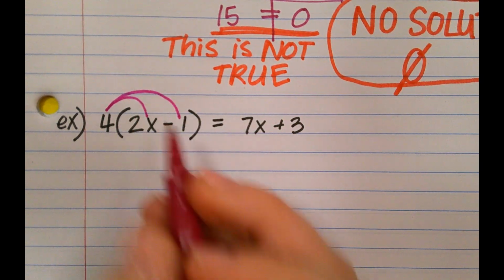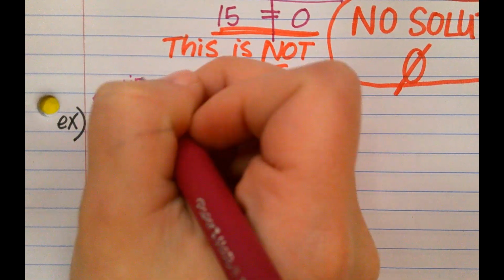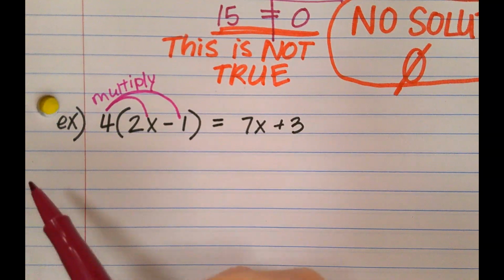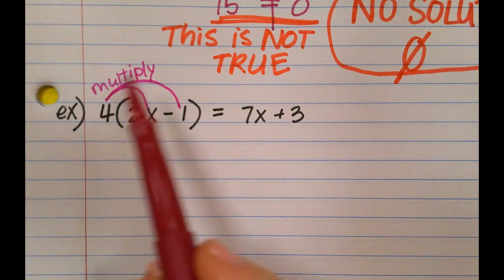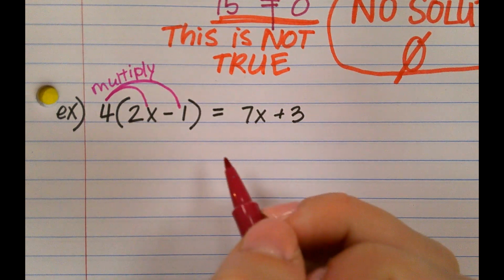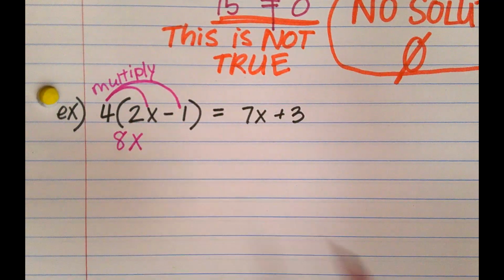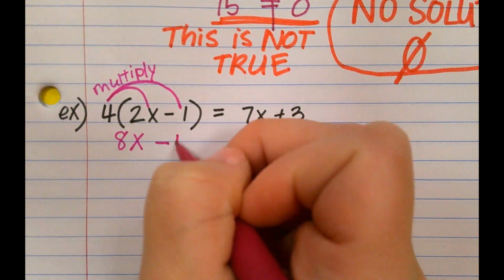This is multiplying. And if this is more of an introduction to this stuff than it is a review, not a bad idea to maybe write multiply, so you'll remember later. So what is 4 times 2x? 8x. Good. 4 times that minus 1. -4. Good.